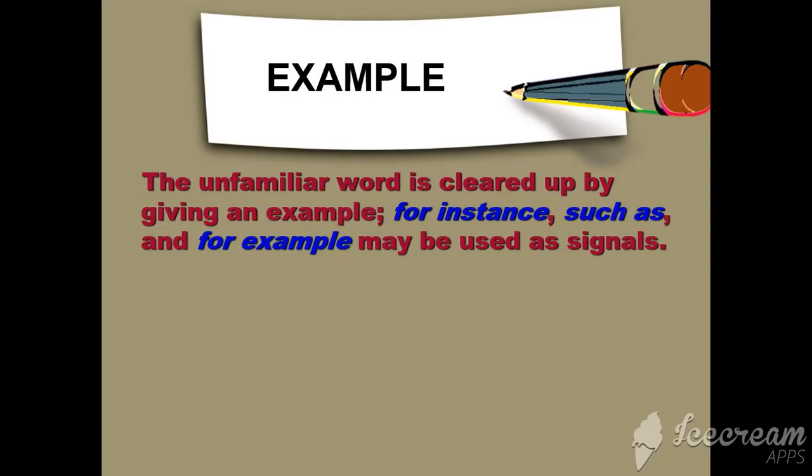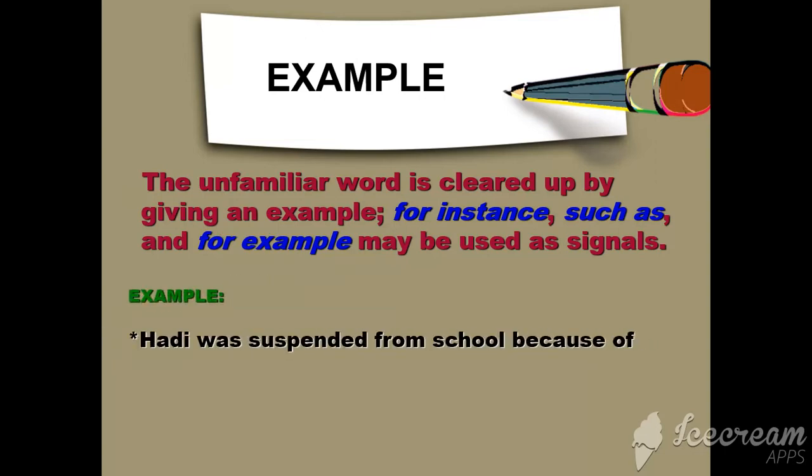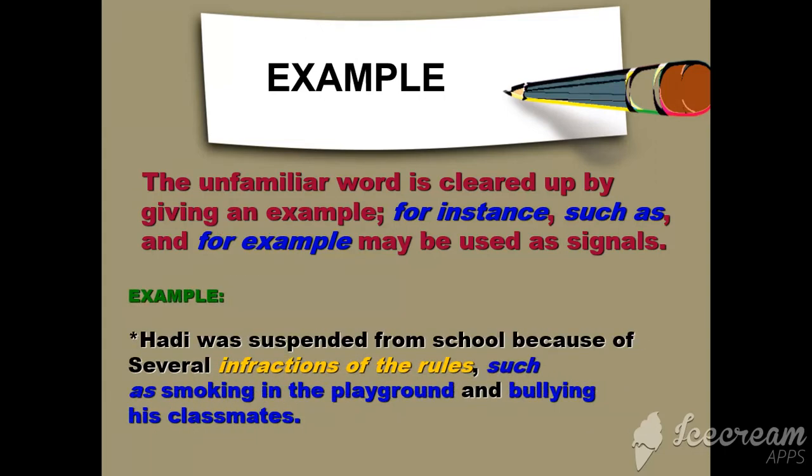Example. The unfamiliar word is cleared up by giving an example. "For instance," "such as," and "for example" may be used as signals. Hadi was suspended from school because of several infractions of the rules, such as smoking in the playground and bullying his classmates. Here we notice that smoking and bullying are forms of infractions of the rules.